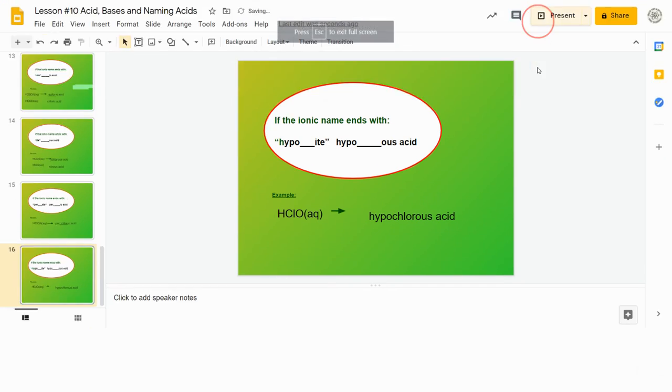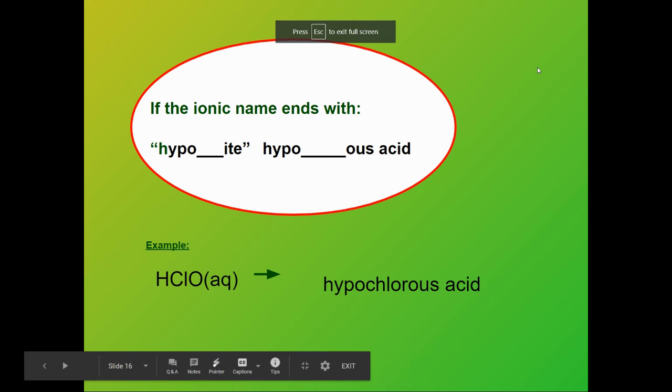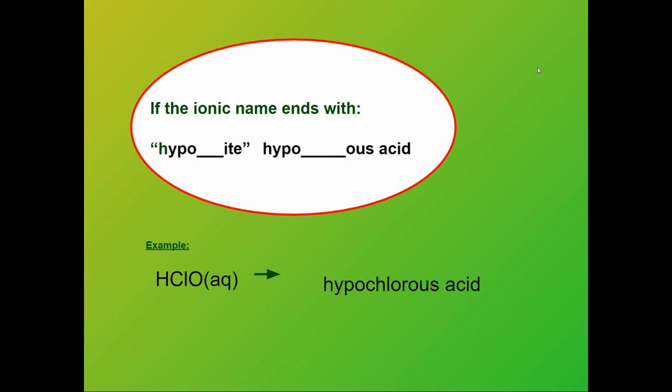All right, so the last rule we have is if the ionic name ends in hypoite, we're going to change it to hypous. So the one you have is hydrogen hypochlorite. This one here, HClO. Hydrogen hypochlorite becomes hypochlorous acid, right?